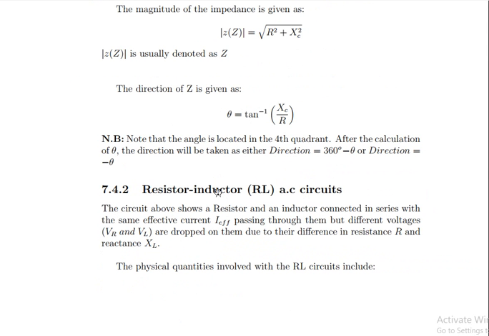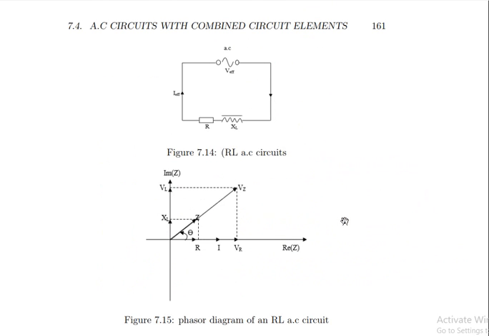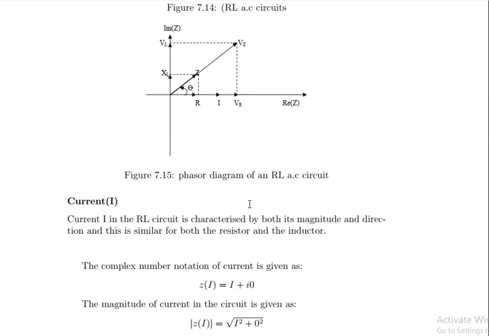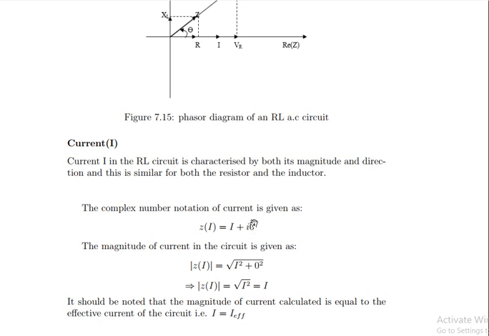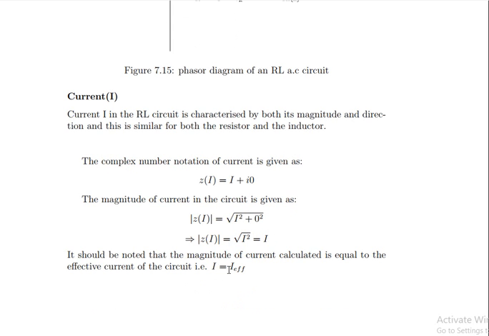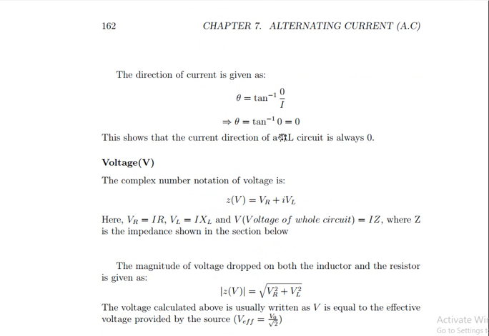Now you have the resistor inductor AC circuit. In this circuit, you realize that you are going to have a summation of both the resistor and inductor when they have been placed together. The current will always be referenced in this direction, resistance will be in this direction, and voltage will be in this direction. But the voltage of the inductor will be in this direction, and the reactance of the inductor will be in this direction. Now the resultant direction will be as such here. So you have current written as I plus i0, with the magnitude being I, the effective current, and the direction being 0.